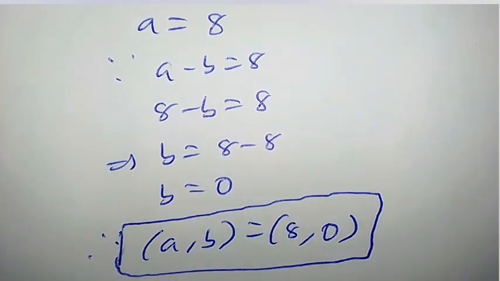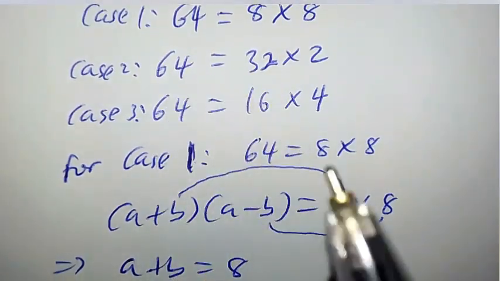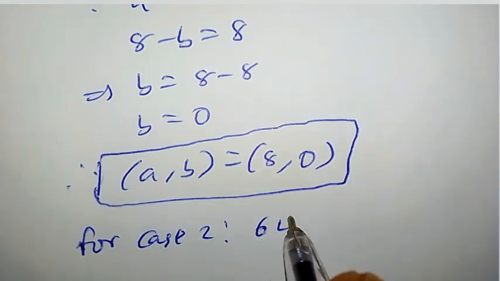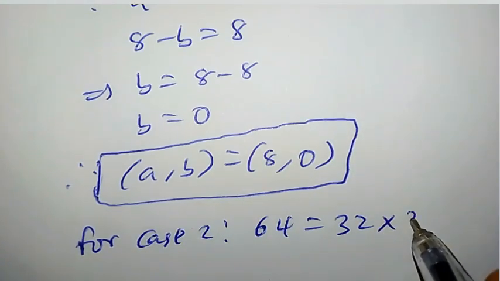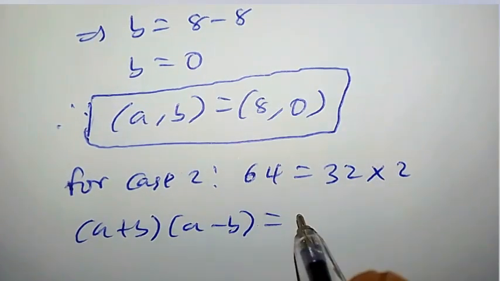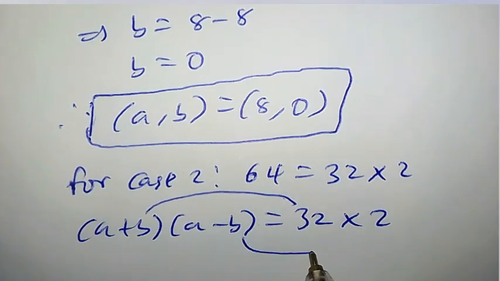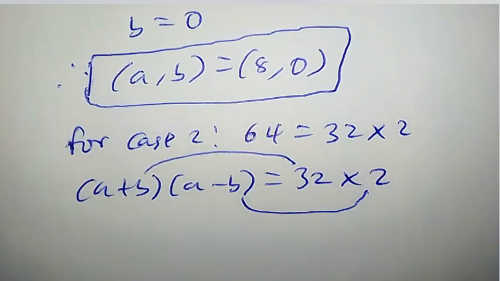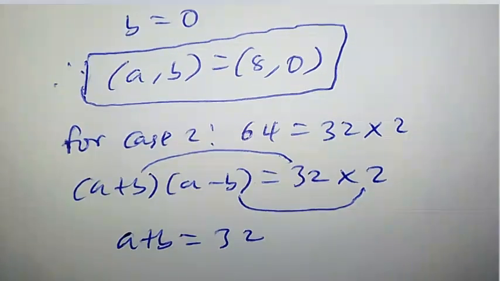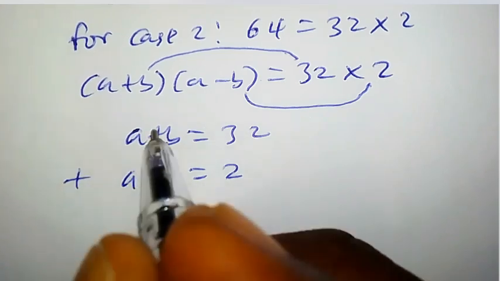Now, let us consider the second case, case 2. When 64 equals 32 times 2, so for case 2, 64 equals 32 times 2. So (a plus b) times (a minus b) is equal to 32 times 2. This factor goes to 32, and this one goes to 2. So a plus b equal to 32, and a minus b equal to 2. We can add these two equations.